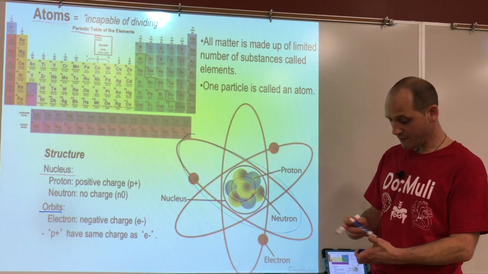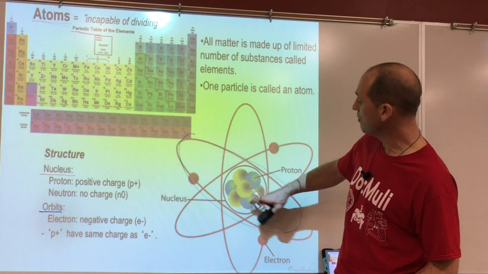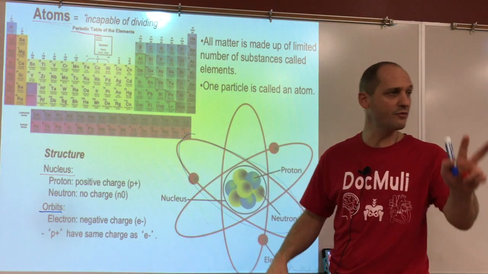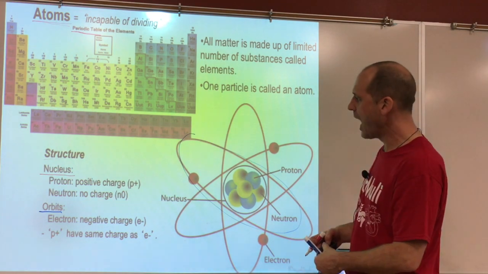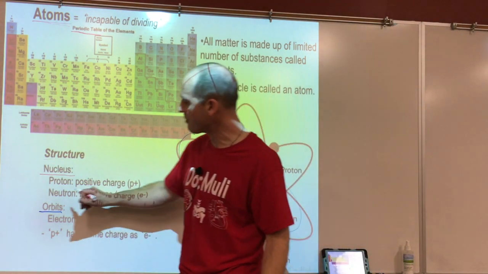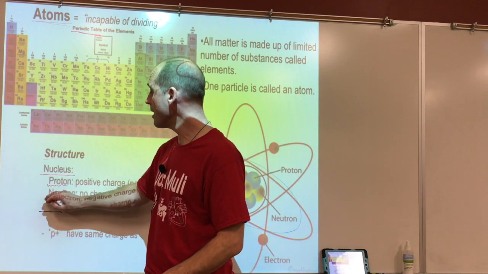When you look at the nucleus, we got two different colored things here. We got blue and we got yellow. So we got two different types of smaller particles. One is called a proton, and the other one is called a neutron.